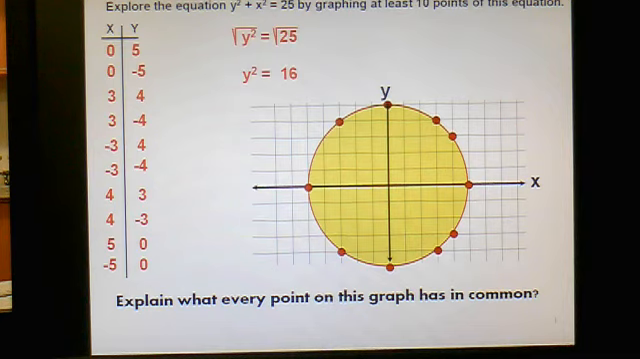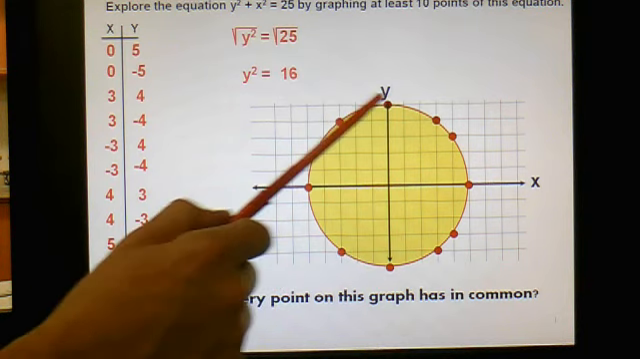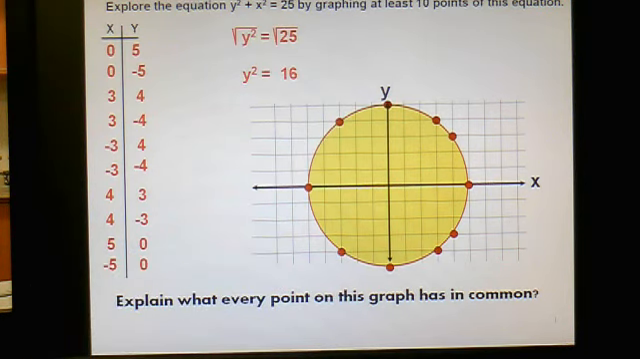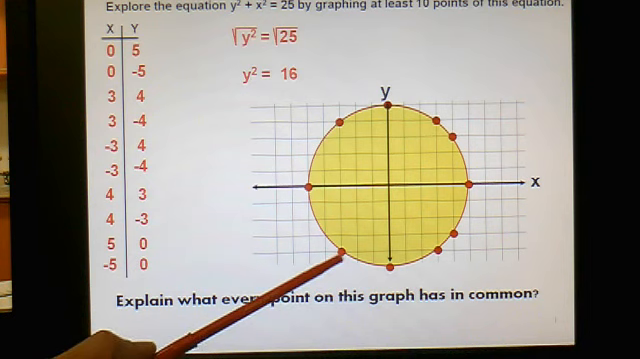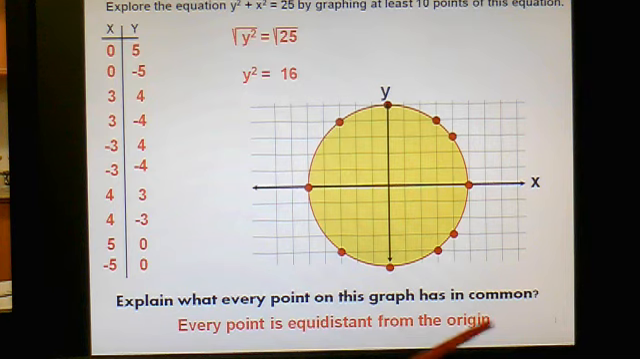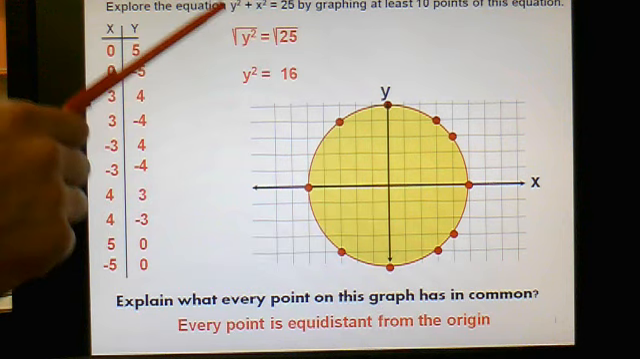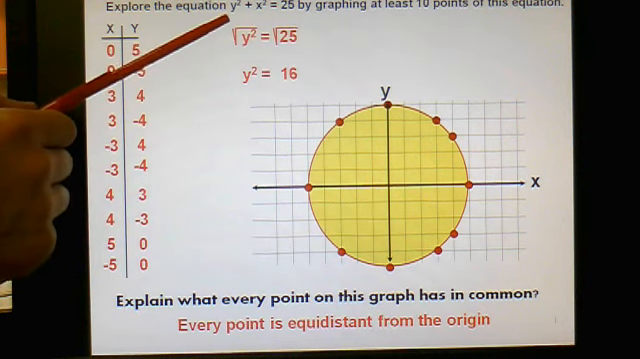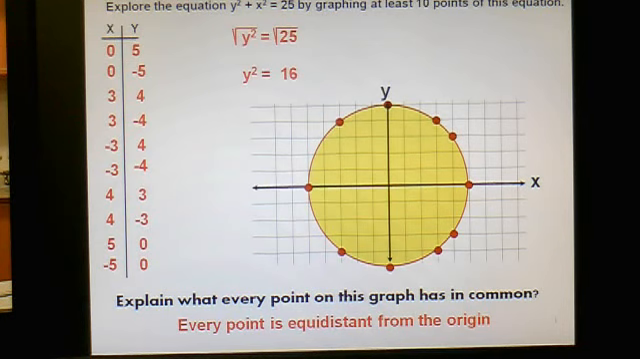So that's where we're at right now. I asked everybody to think about this question, explain what every one of these points has in common. And somebody very well said it. They're coplanar. True. That's one part of this. The other thing they have in common is they're all the same distance from the origin, or they're equidistant from the origin. If you remember your definition of a circle, this is the definition of a circle. And it comes from this equation that looks a lot like a parabola. A parabola would not have the y squared. The parabola would have only one of those values squared.